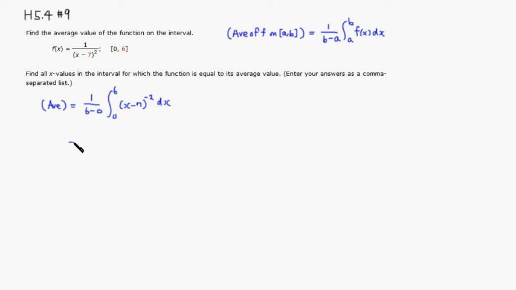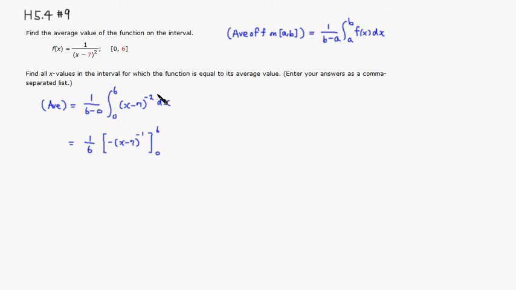So let's compute that. This is equal to 1 over 6. Then the antiderivative would be, the derivative of x minus 7 is 1, so we don't have to worry about that. We add 1 to the power, so it's going to be the quantity x minus 7 to the power of negative 1, divided by negative 1, which is the same thing as multiplying by negative 1. Then you're going from 0 to 6.